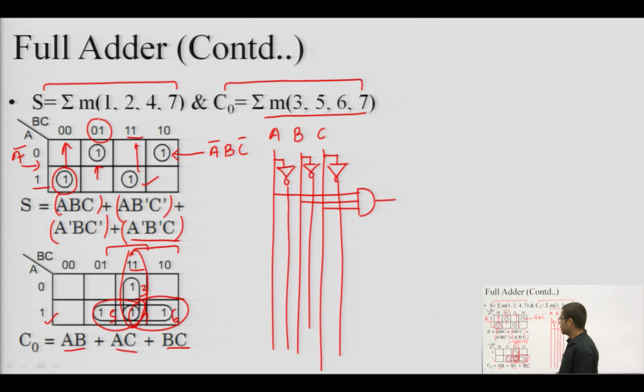Similarly, the next product is this one, A B bar C bar. So, this is my A, this is B bar and this is C bar. These 3 multiplied together prepare another product.